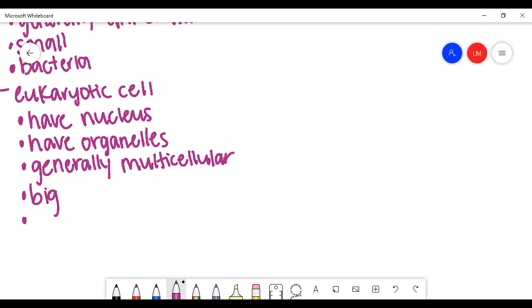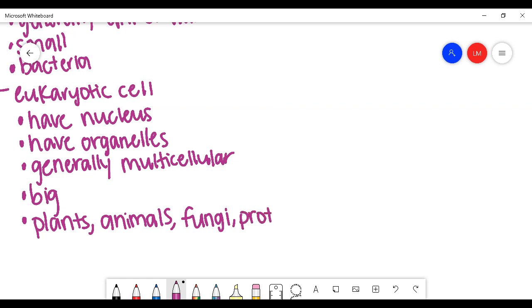And organisms that are eukaryotic are plants, animals, fungi, and this weird group of leftover organisms called protists. And that is all for cells today.